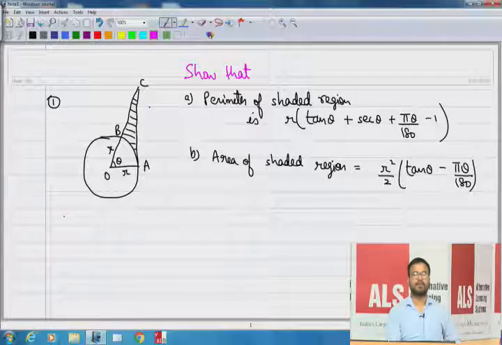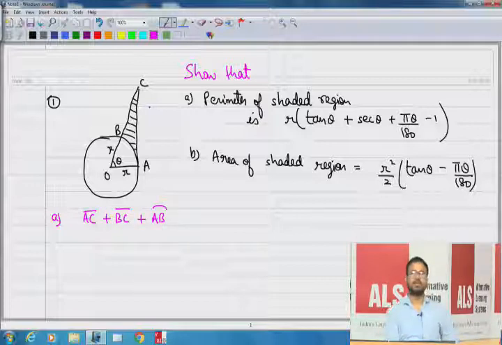Okay, now I am solving this question. Now please concentrate. The part A, perimeter of the shaded region. So perimeter of the shaded region is AC, the line segment AC, plus line segment BC, plus arc AB. These are the three things which make up the perimeter of this shaded region.